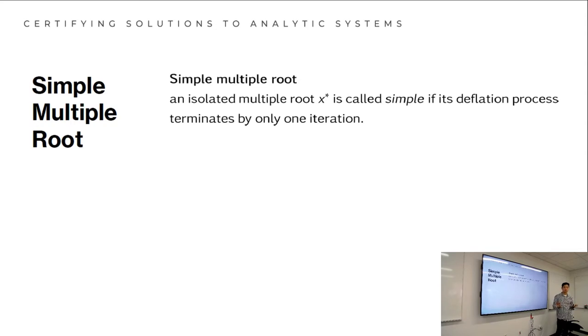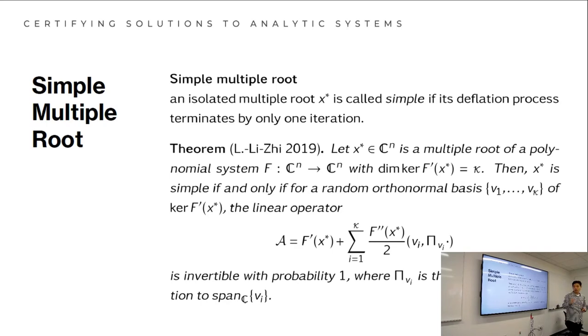So now we can define simple multiple roots. When we have isolated multiple roots, it is called simple if and only if this deflation process terminates in only one iteration. So in terms of deflation method, this is the simplest case. We have a really nice characterization for this simple multiple root. Let's say we have an x star, which is a multiple root, and we have a kappa here. Then x star is simple if and only if, just like we had a random choice for the vector and the matrix before, we also have a random choice for the orthogonal basis.